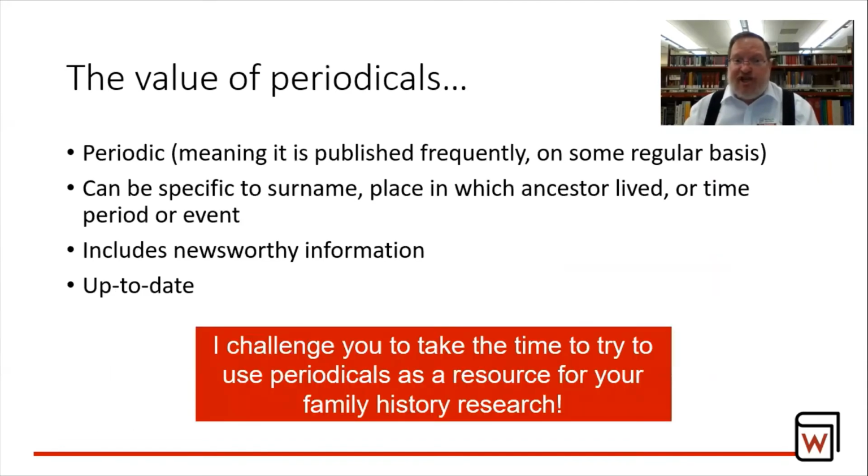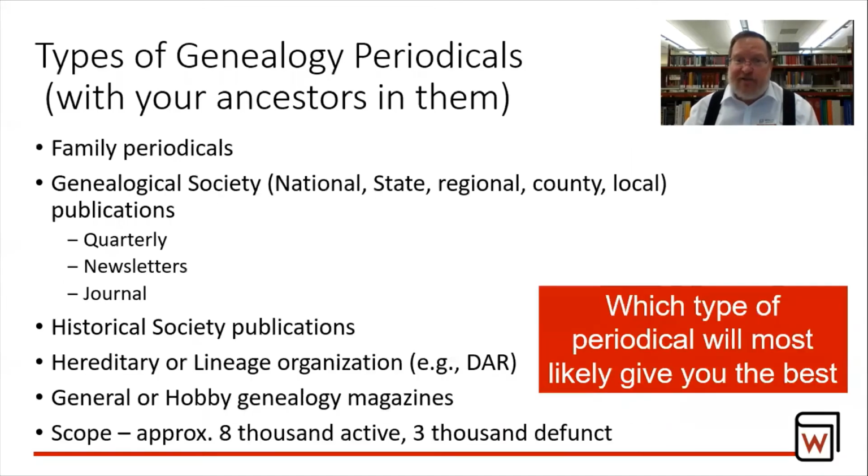And so I want to try to change your opinion on periodicals. The value of periodicals is that it's periodic. It could come out next week with something about your ancestor. It's over a period of time and it's periodic. And so it's records that are about surnames and places. It can be specific to a surname or a place that your ancestor lived or a period of time. It's also typically newsworthy and up to date. So I want to challenge you, especially about periodicals, to take the time to try and use periodicals as a resource for your family history.